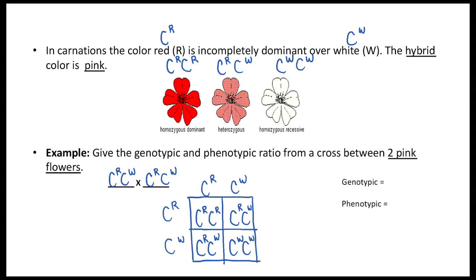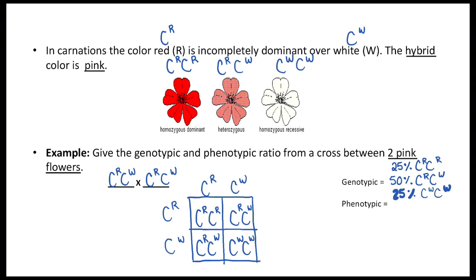So genotypically, this means that 25% are CR CR, 50%, because we have two of them, are CR CW, so the pink, and then the last 25% CW CW. Sorry about the different sizing. For some reason, PowerPoint changes the thickness on its own.